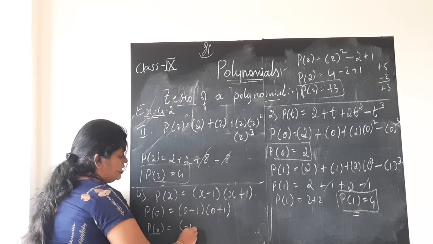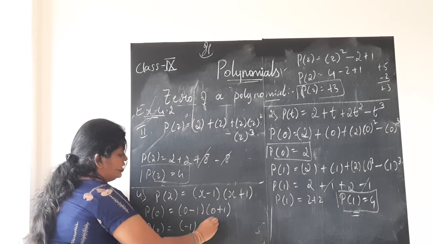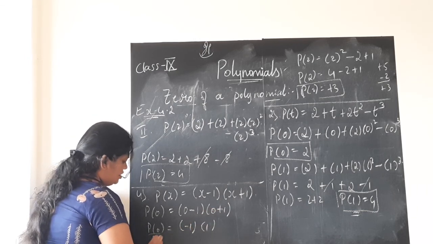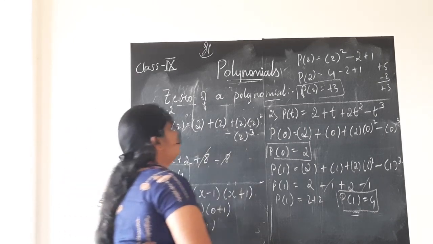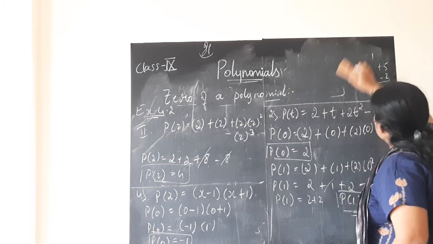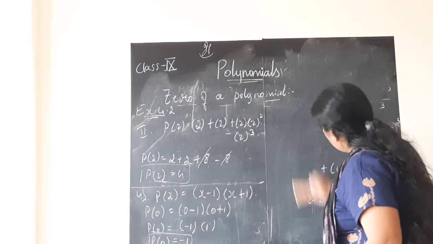0 minus 1 is minus 1. 0 plus 1 is 1. Plus 1 into minus 1. P of 0 is minus 1. Plus 1 into minus 1 is minus 1. Similarly, we will do for P of 1 and P of 2.